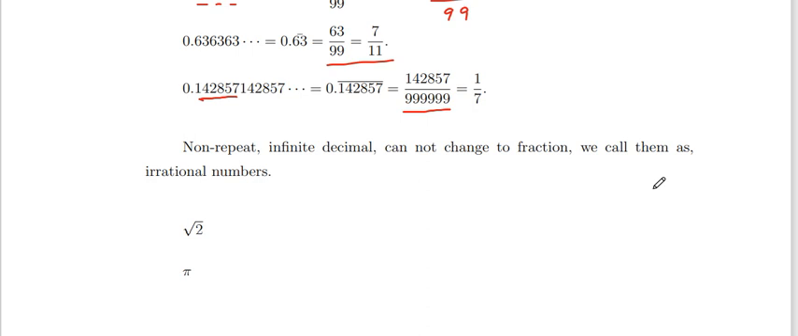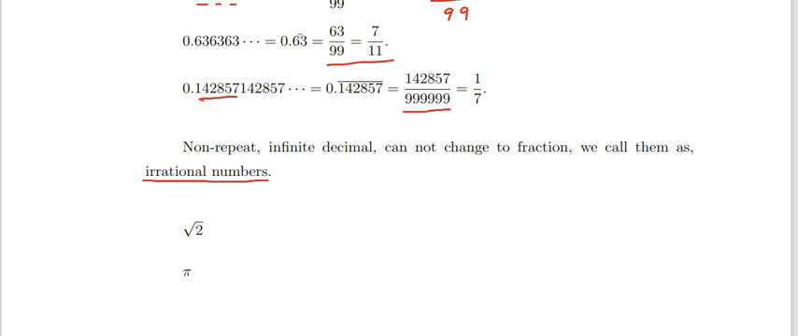If we have infinite digits but not repeating, then those numbers cannot be changed to fractions. We call those irrational numbers. Irrational means not reasonable. Before, people believed all numbers could be changed to fractions, but we do find some numbers cannot be changed into fractions. So we call those irrational numbers.